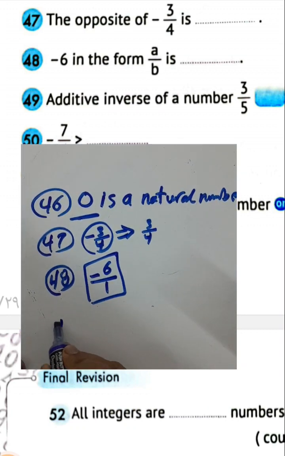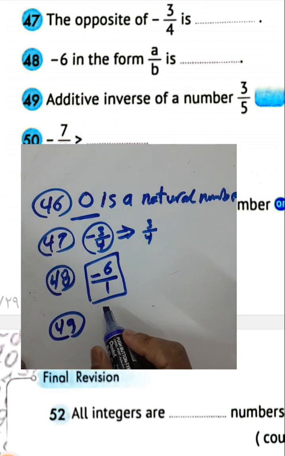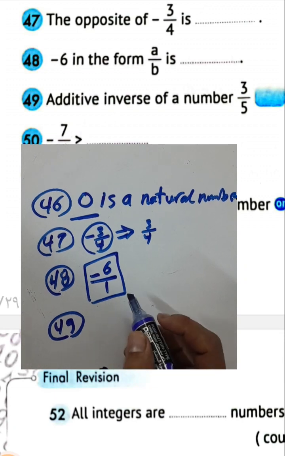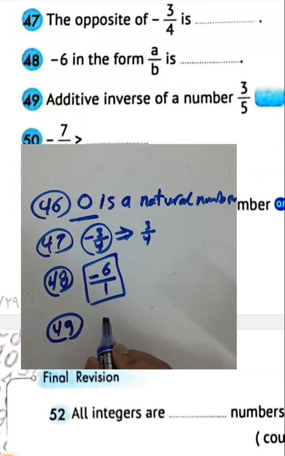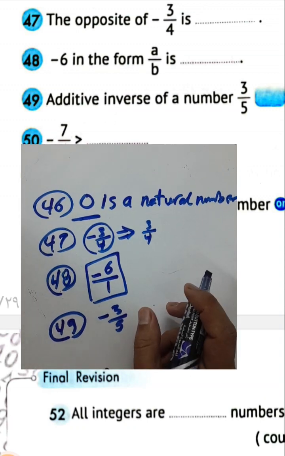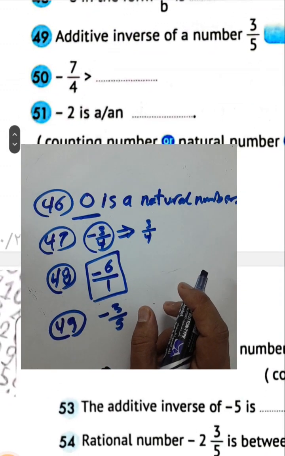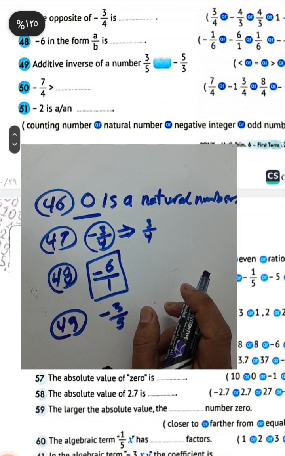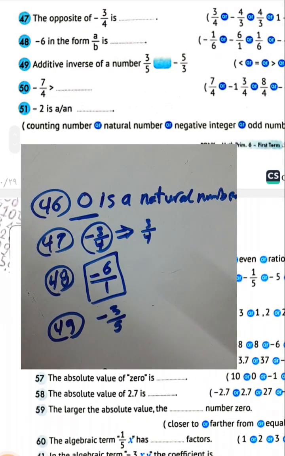Question 49: the additive inverse of the number 3 over 5 will be negative 3 over 5. We call it the additive inverse, the opposite of this number. Negative 7 over 4 is greater than what here?